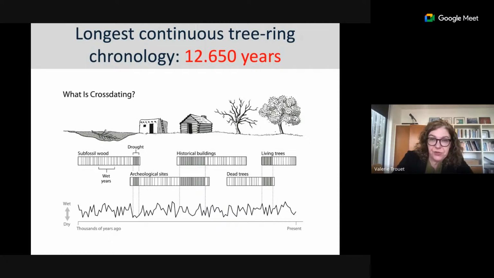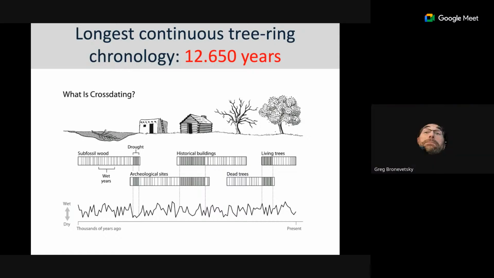And even subfossil wood, so wood that fell into rivers or into lakes thousands of years ago, we can date and then also use that for tree ring reconstruction. And so by putting all of these sources together, the longest tree ring chronology that we've developed so far is the German oak and pine chronology, which is 12,650 years old. So for each of those 12,650 years, we have an exactly dated ring. So it's a continuous series.